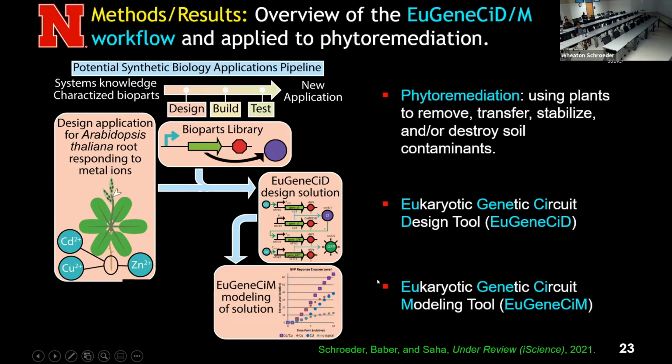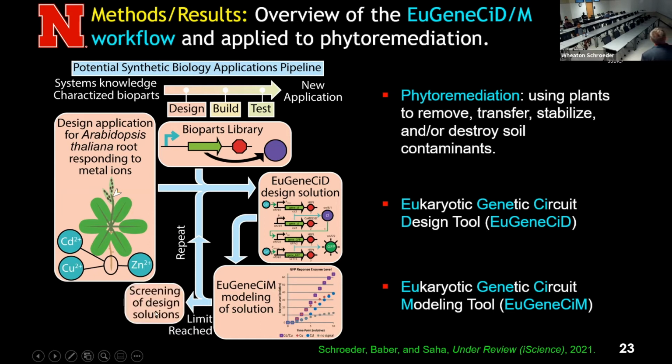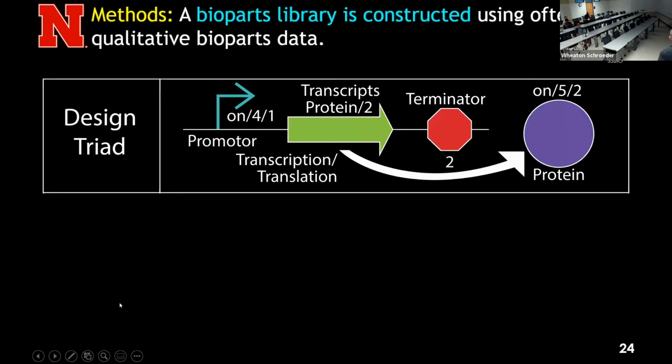We then will pass our design to the Eukaryotic Genetic Circuit Modeling Tool, or UGene-SIM, which will perform a dynamic model of our design results in order to screen for potential bad behavior or undesired behavior. And then we can repeat this however many times we want until we have suitably explored our solution space. Then we'll be able to screen our design solutions for those that we think are going to be best built in the organism in question, and then finally select a set of solutions to build in the organism.